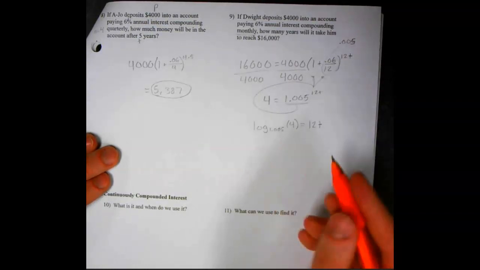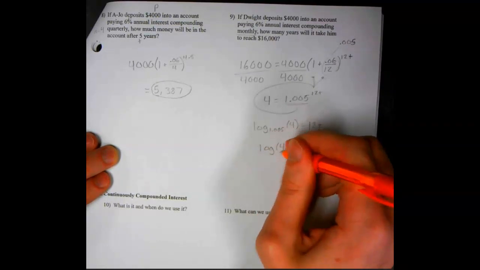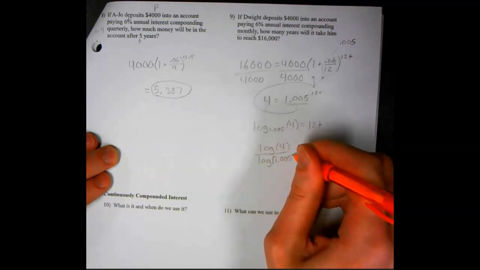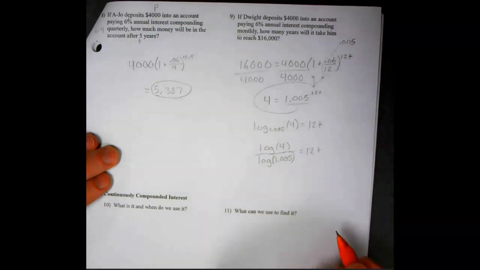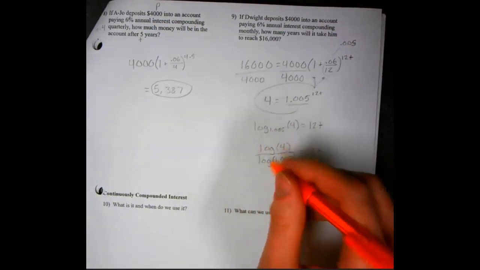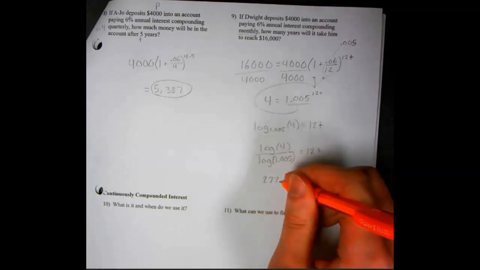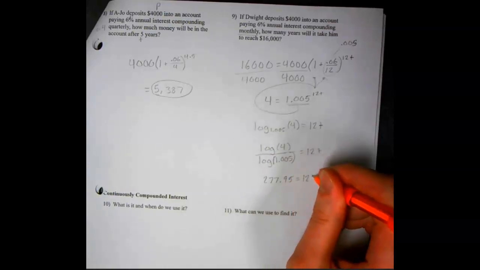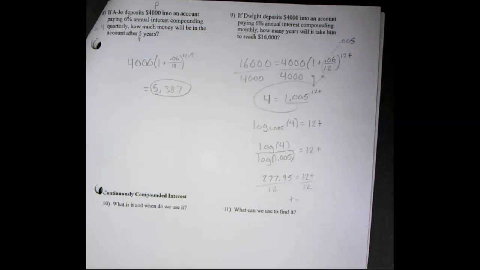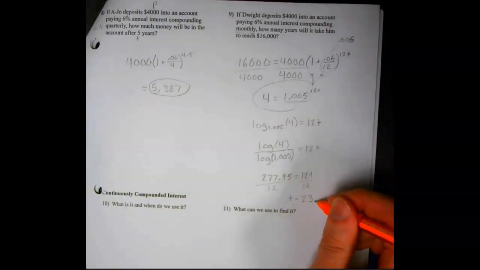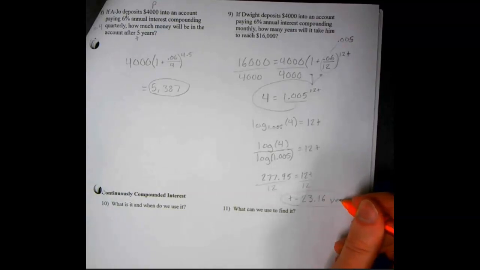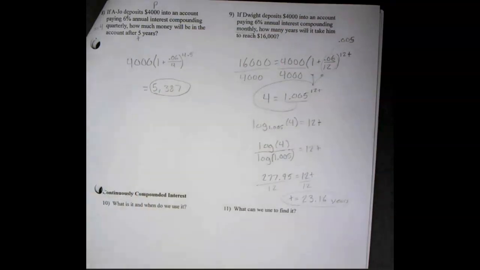We cannot put this into the calculator like this, so we'll use the change of base: log 4 over log 1.005 equals 12t. When we take this part of it, this equals right about 277.95, and that's going to equal 12t. We'll divide both sides by 12, and we'll have t equals 23.16, that's fine. So it would take just over 23 years to go from 4,000 to 16,000 on this problem.